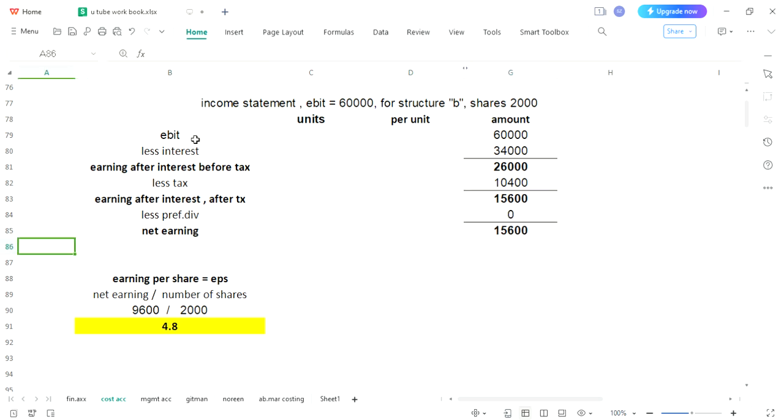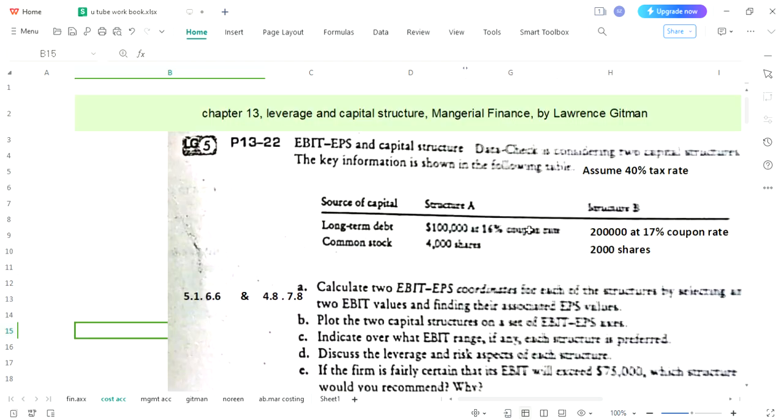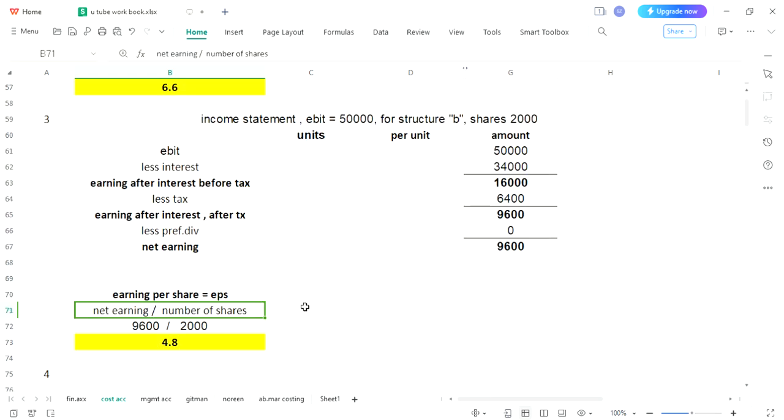Why have we calculated net earning? Because we need to calculate EPS or earning per share. First element is net earning, which has been calculated as 15,600, and then you need to divide it with number of shares, that is 2000. Statement is completed and now you can calculate earning per share. So fourth EPS has been calculated as 7.8. Let's check it out. Look over here. Fourth EPS is 7.8. So all answers are matched.